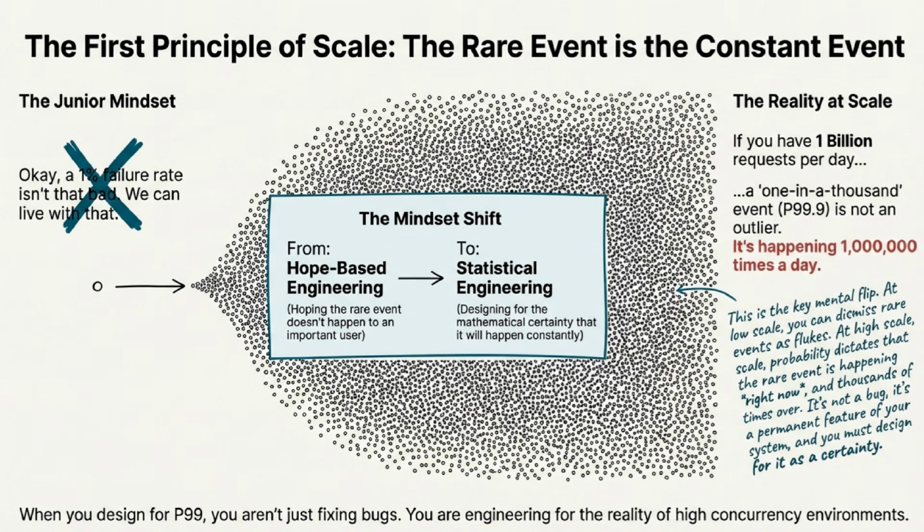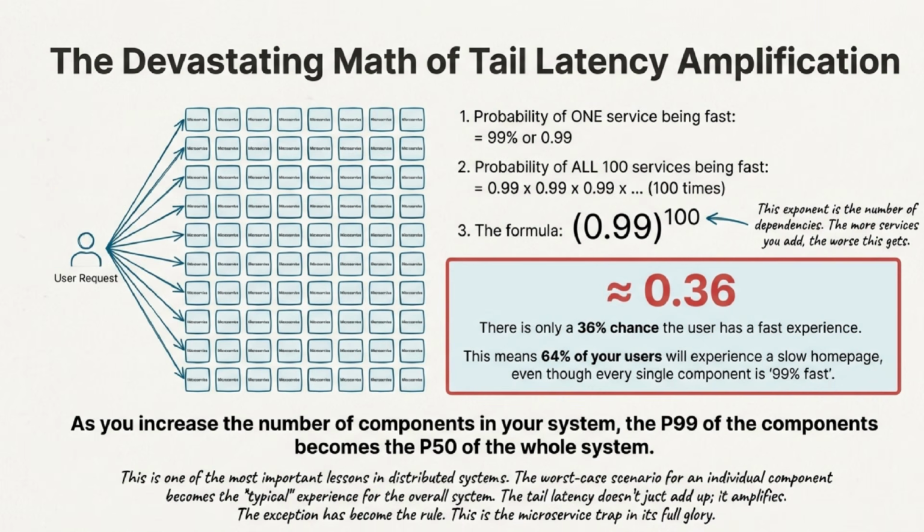Now, why is the P99 so dangerous? It's because of a phenomenon called tail latency amplification. This is why your perfectly designed microservices can suddenly feel like they're running through molasses. Let's do some quick math. And I love this because it's so counterintuitive.